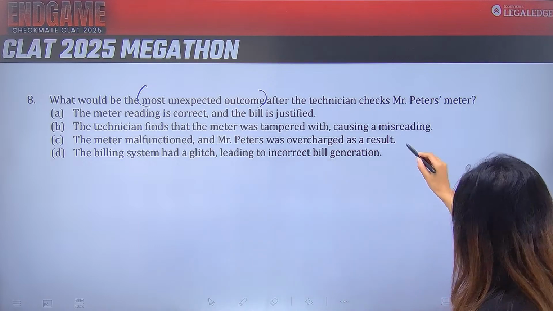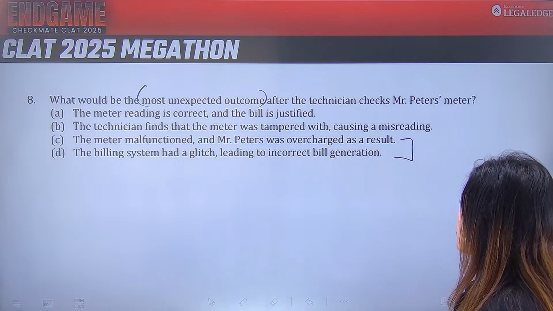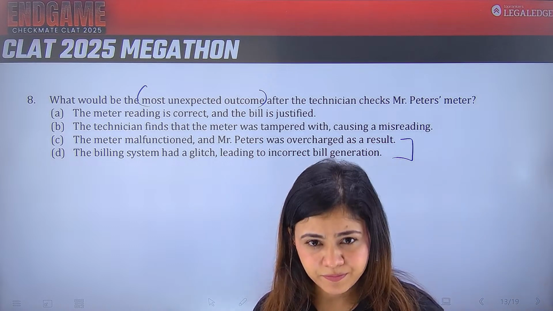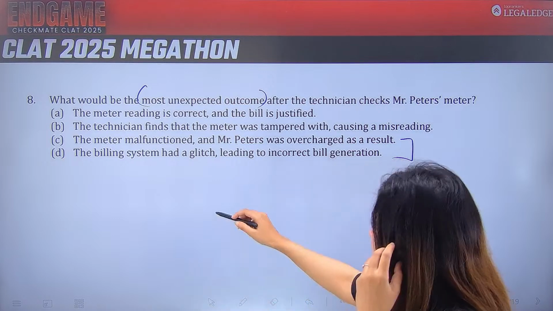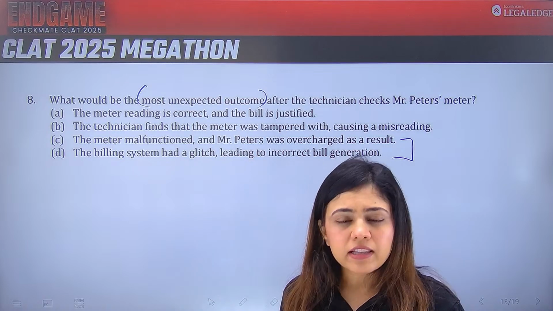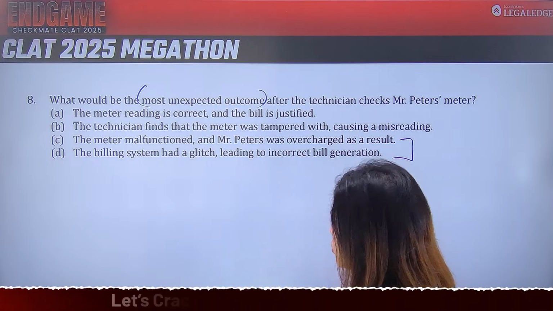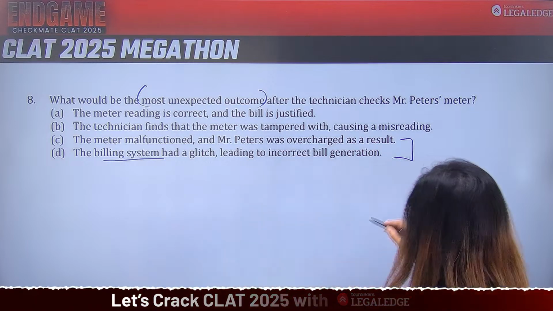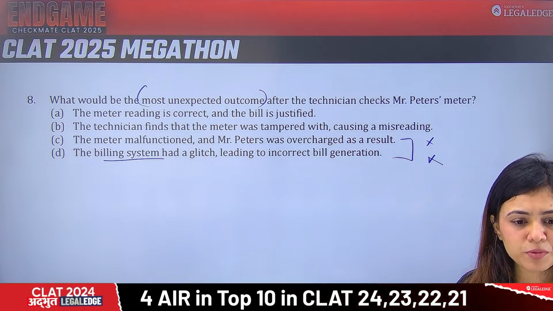अगर हम ये दोनों ही options को देखें, the meter malfunctioned and Mr. Peters was overcharged as a result. ये तो Mr. Peters को already ही लग रहा था कि उस बिल या मीटर में कुछ प्रॉब्लम है. सेकेंडली अगर हम यहाँ पे भी देखें, the billing system had a glitch. It's kind of referring to the same thing, that the problem lies with Big City Electricity. या तो मीटर में कुछ डिफॉल्ट है या तो बिलिंग सिस्टम में कुछ डिफॉल्ट है. ठीक है. So here both these options will be eliminated because they are pretty much the same options.